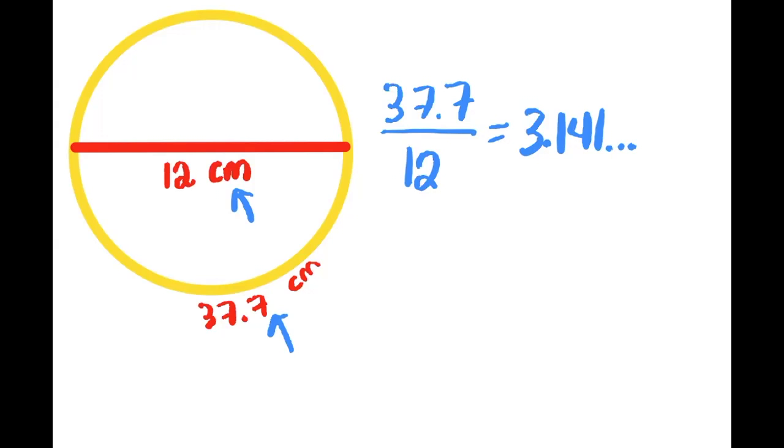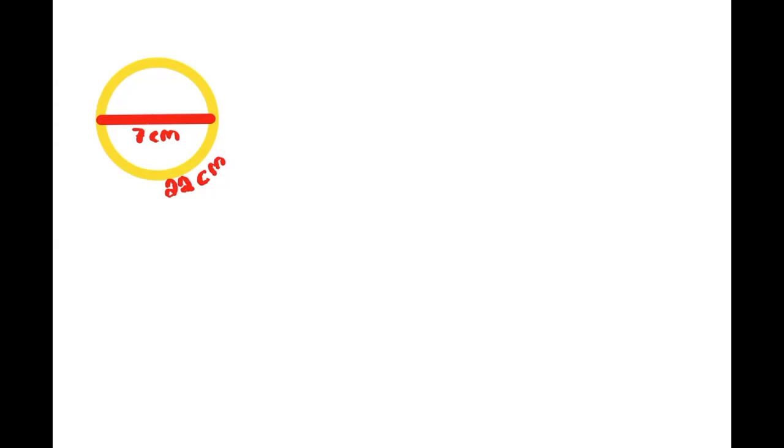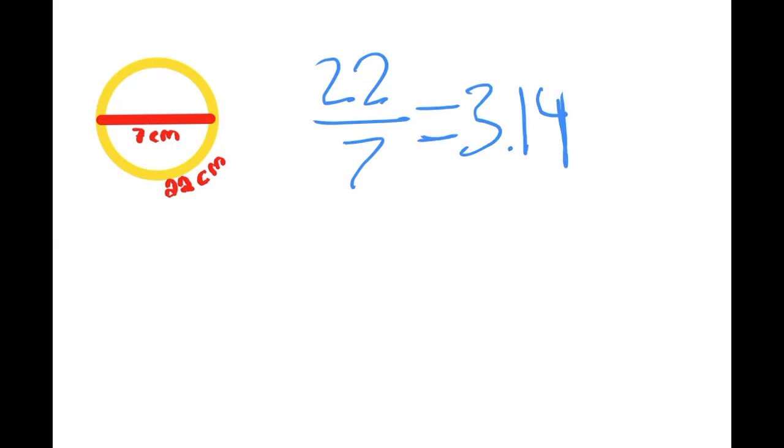So now we're moving on to our last example. This one is a little different from the others because it's two whole numbers this time. The circumference is 22 centimeters and the diameter is 7 centimeters. We do the same thing as we did before. As we know, it continues on, but we usually stop at 3.14. Let's move on to the next one.